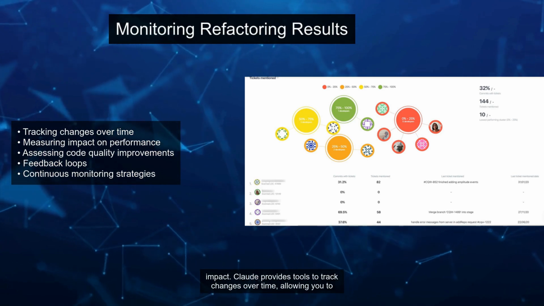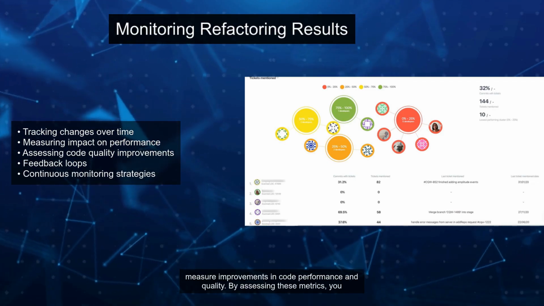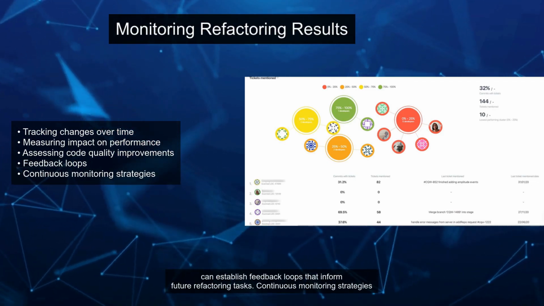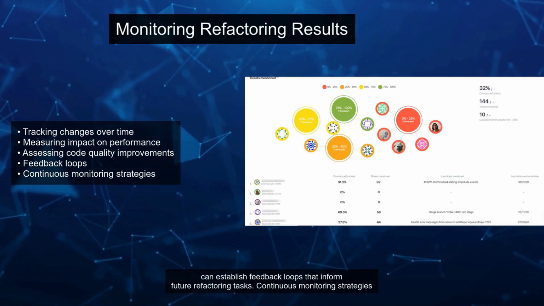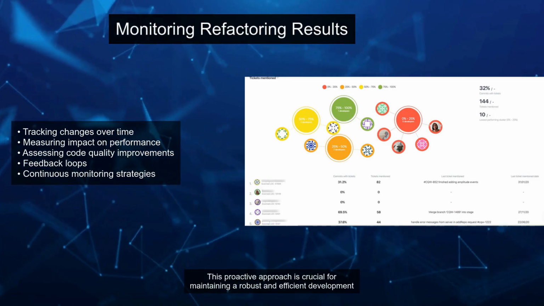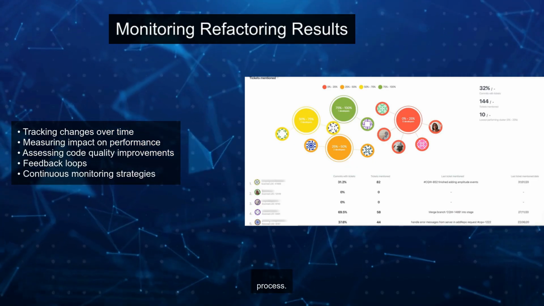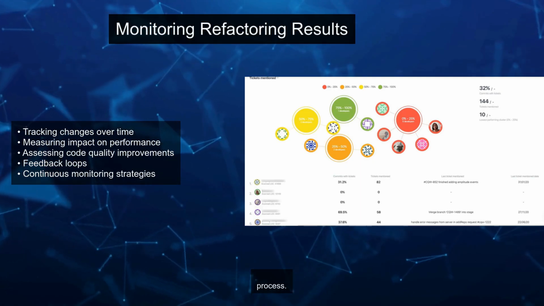Monitoring the results of your refactoring efforts is essential for understanding their impact. Claude provides tools to track changes over time, allowing you to measure improvements in code performance and quality. By assessing these metrics, you can establish feedback loops that inform future refactoring tasks. Continuous monitoring strategies ensure that your codebase remains optimized, and any regressions are promptly addressed. This proactive approach is crucial for maintaining a robust and efficient development process.